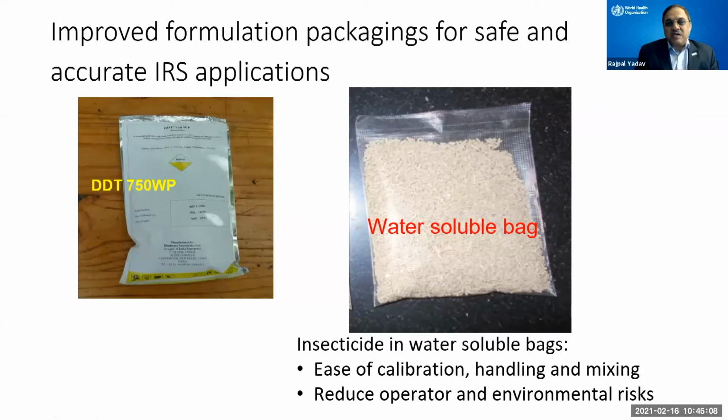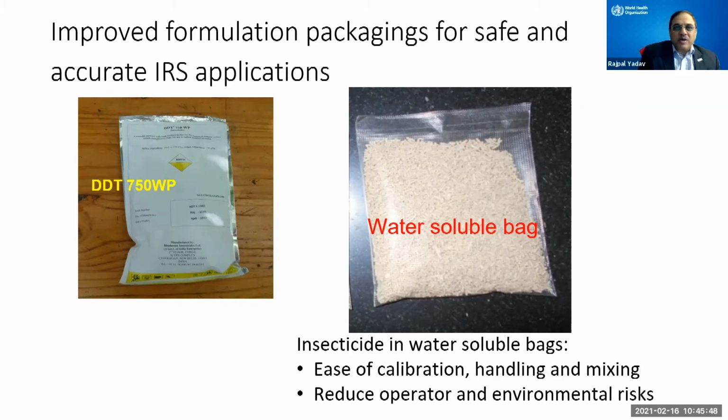The advantage is that there is no need for calibrating, because you already know the weight. Handling and mixing is easy. There is less risk of contamination because the insecticide is not available on the outer part of the sachet. Therefore this reduces the exposure of the worker as well as the environmental risks of spillage of insecticides when you weigh it for putting it into the sprayer tank. So the preferred and safer packaging these days is water soluble bags, or what we call SB formulations.